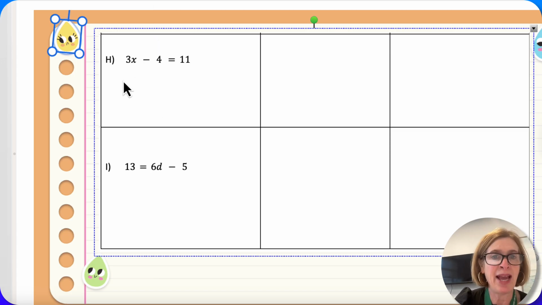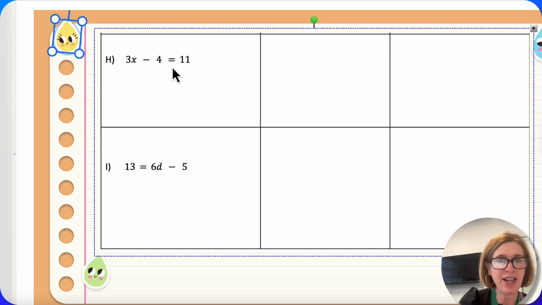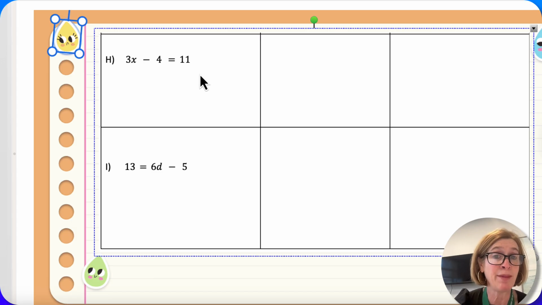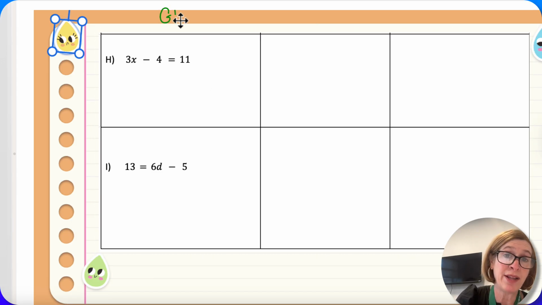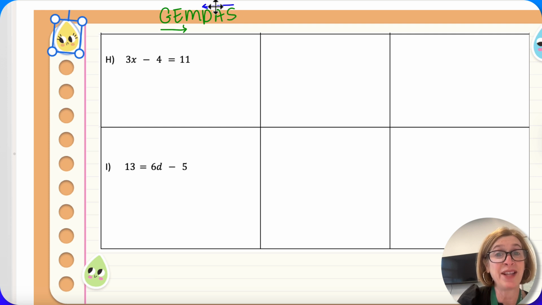So I look at it. Now, we have to simplify each side if we can, and if we can't, we go to solve. Now, the thing about solving an equation that's different than GEMDAS is we're actually doing backwards GEMDAS. So I want you to think about GEMDAS is for expressions, and we go this way. Solving, we use backwards GEMDAS because we're going in the opposite direction. So addition and subtraction has to come first.